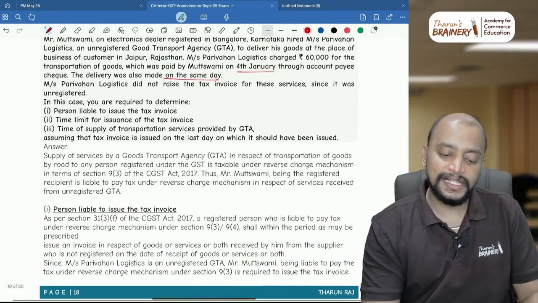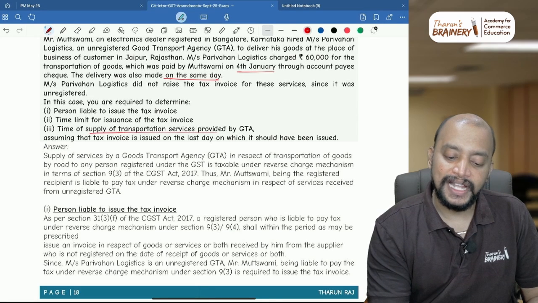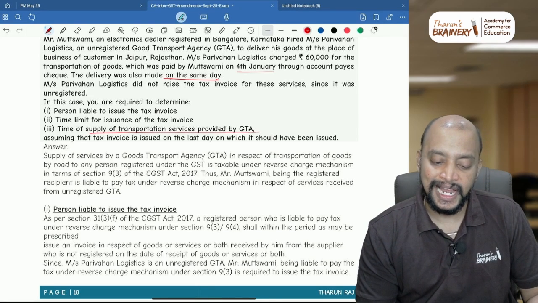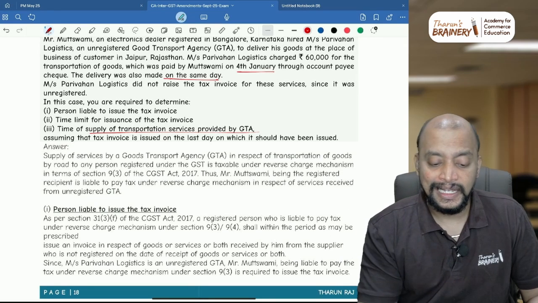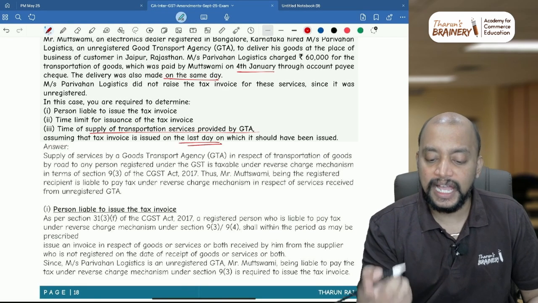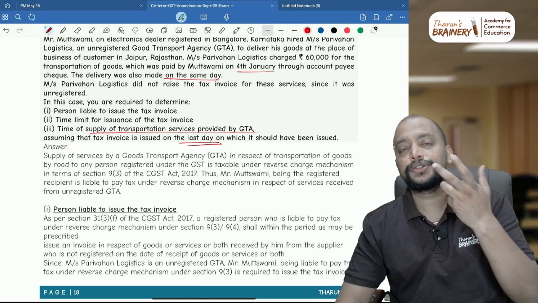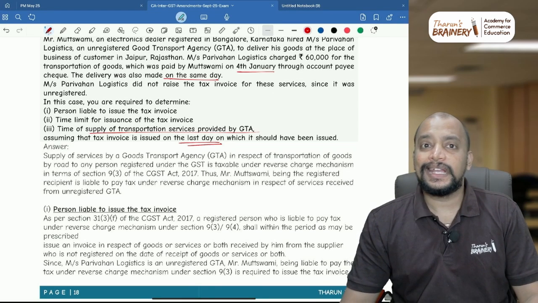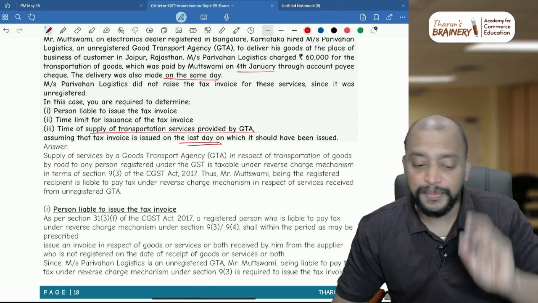Then next one, what is the time of supply for the transaction providing service by GTA? Assuming that the tax invoice is issued on the last day on which it should have been issued, means the tax invoice is issued on February 3rd. What will be taken as the time of supply? The date on which payment is made to the supplier.